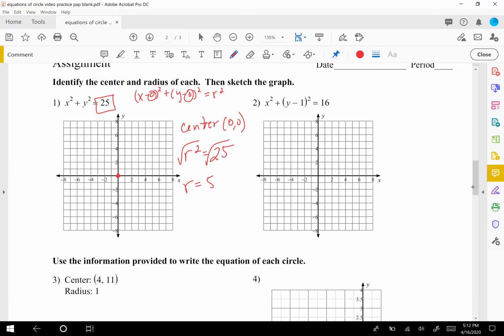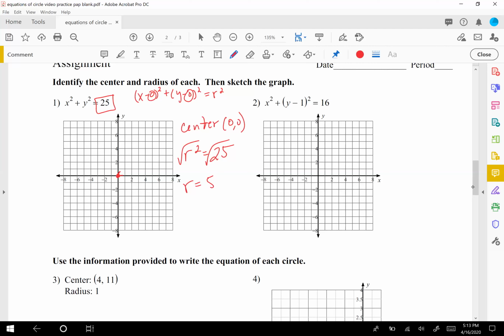Now r is 5. We're just going to plot our radius along the x-axis and the y-axis, in 4 directions from the center. You could do this at a diagonal, because a circle is really a bunch of right triangles where the hypotenuse serves as the radius, and they would all have to be 5. But you would have to calculate a whole bunch of points, so for a rough sketch it's easiest to just go in the 4 directions and plot there.